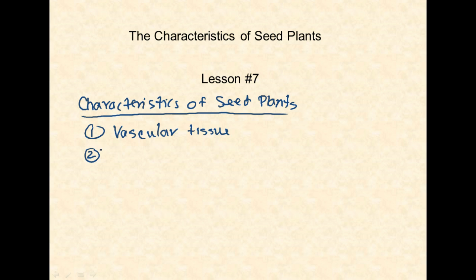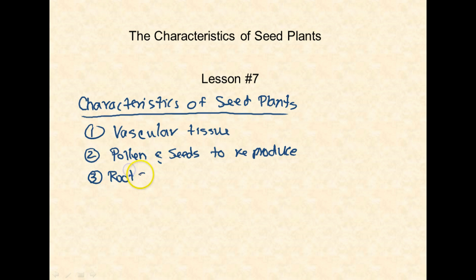The second one that they all have in common is they have to be able to reproduce. And they do that in the form of making pollen and seeds. And they use those to reproduce. The third thing that they have in common is that they have a root system. The fourth thing that they have in common is that they have stems. And the fifth thing that they all have in common is their ability to create leaves. So all seed plants have these 5 things in common. And we're going to take a look at each one of them.